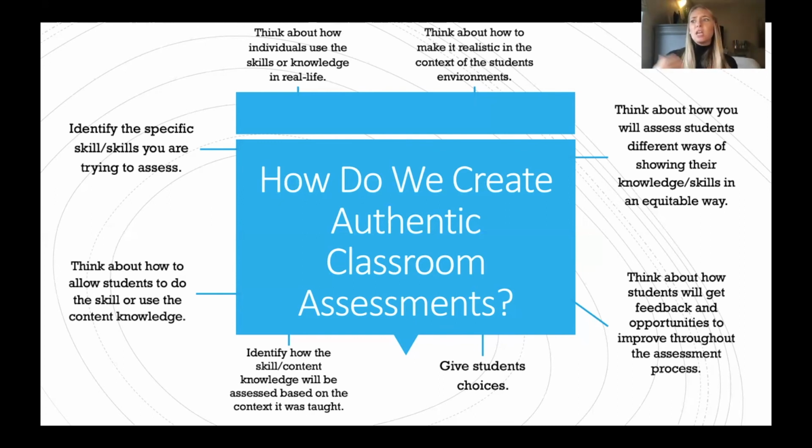Or how can I actually have students use the content knowledge? Next, I like to identify how the skills or the content knowledge will be assessed based on the context it was taught. This is especially important for younger children because we know that young children learn concrete to abstract. Actually, most children do. So we want to make sure that we're presenting information concretely and then building into this abstract. But if we're teaching something one way, we don't want to completely assess it in a new way. We want it all to be connected.